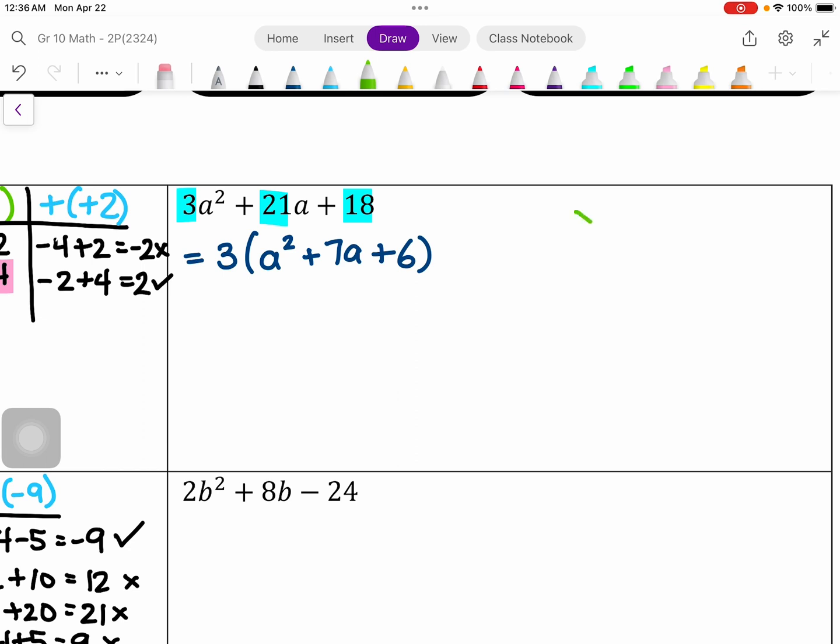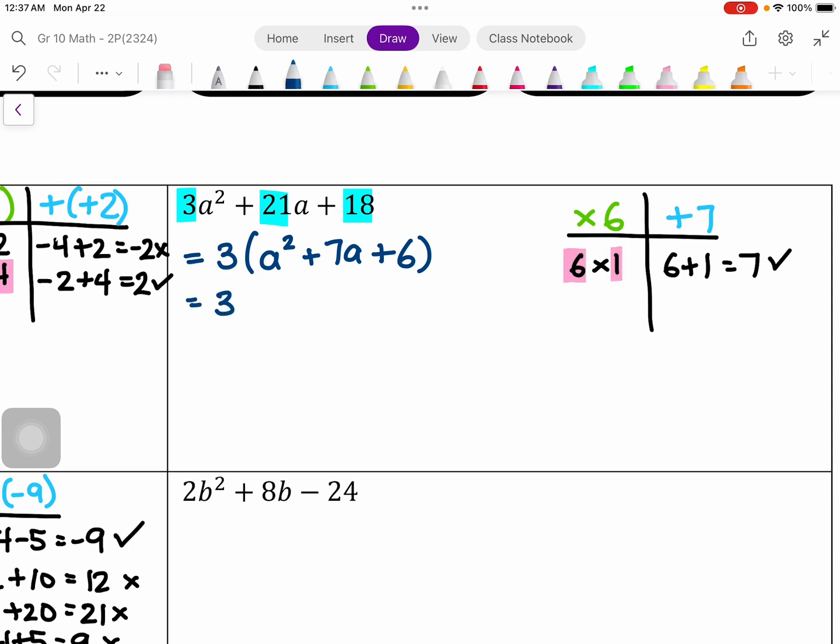So I'm looking for two numbers that multiply to 6 but add to 7. And 6 times 1 multiplies to 6, and 6 plus 1 is equal to 7. So that is the correct set of numbers, a 6 and a 1. And because they're both positive, inside of our brackets we'll have an a plus 6 and an a plus 1.